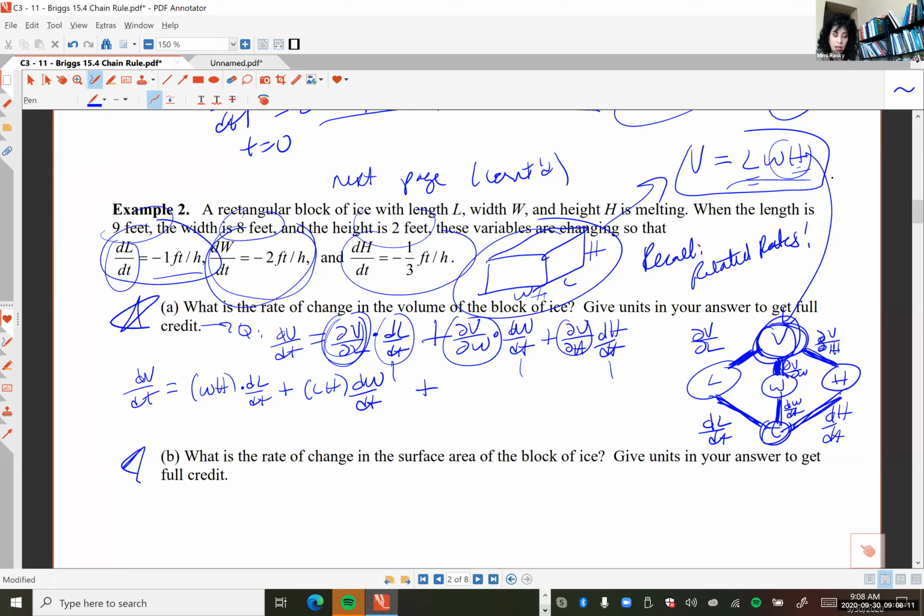Yay! So you're all set, because they want the volume's rate of change with respect to time when W and H and L are all constant. So you're going to have WH, so that's going to be 8 feet, and then you multiply that by height, which is 2 feet, and then dL dt was -1 feet per hour, plus LH, so that's going to be 9 feet.